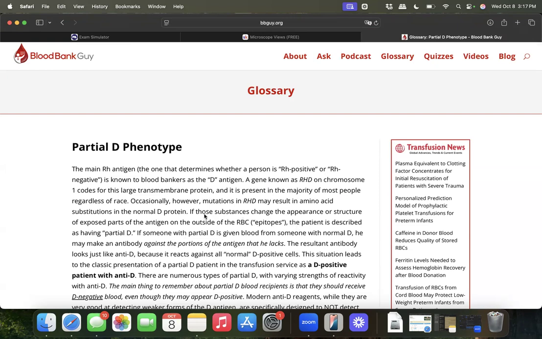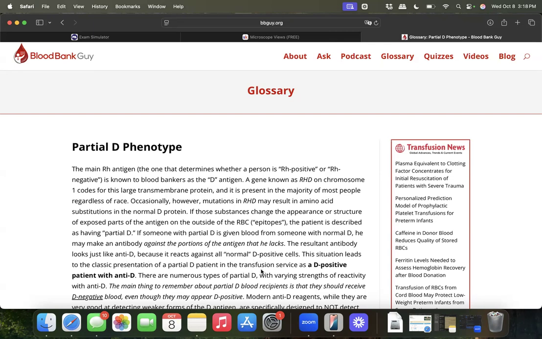Okay. So, if those substances change the appearance or structure of exposed parts of the antigen on the outside of the red blood cells, or epitopes of this D antigen, the patient is described as having a partial D. If someone with a partial D is given blood from someone with a normal D, he or she or they may make an antibody against the portions of the antigen that he or she or they lacks. So the resultant antibody looks like an anti-D because it reacts against all normal D positive cells.